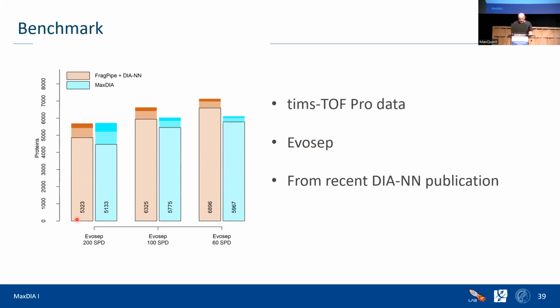What you can see is that on the extremely small gradient, we even get a few more proteins than with the published DIA-NN analysis. These are protein groups, obviously. On the other two, we are very close, but a little bit less. But as I said, we are still in the tuning process. So that looks all very promising, I must say.